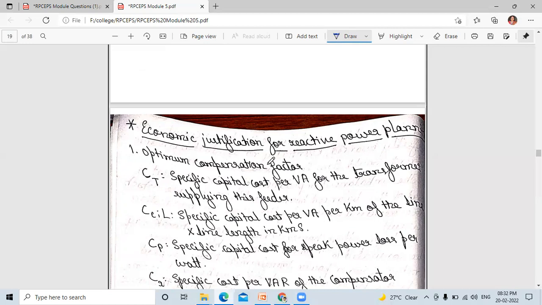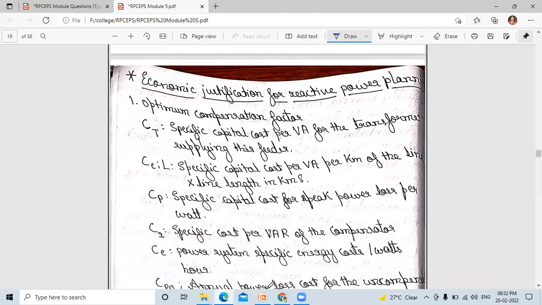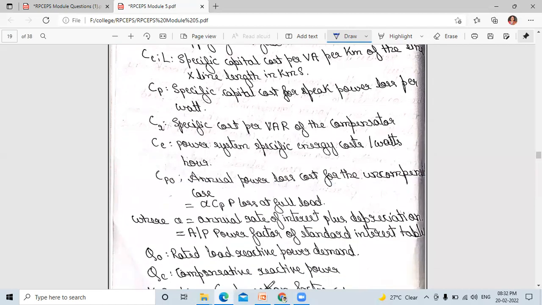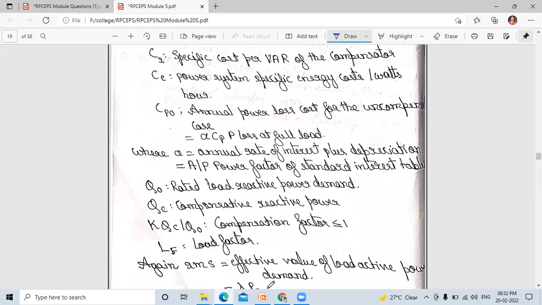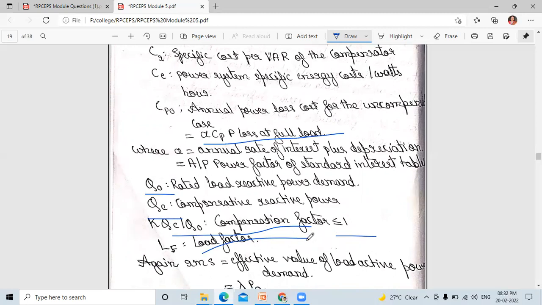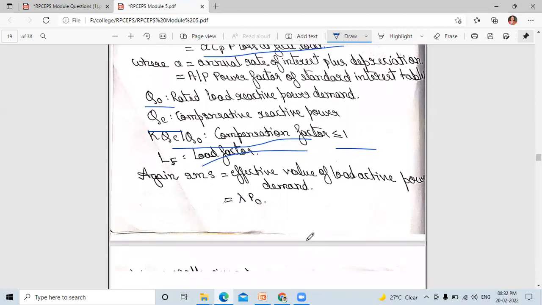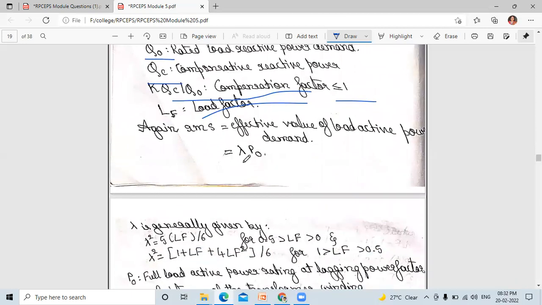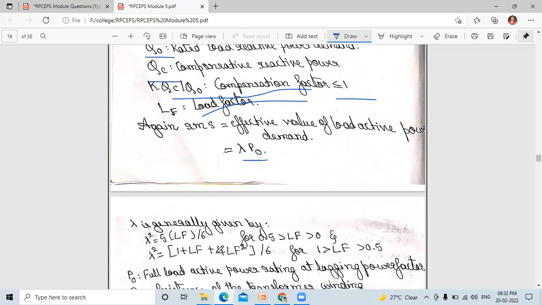If they ask for a particular question, optimum compensation factor, then you mention first what it is, what it indicates, CT, CE, CP, CR, CE, CPO, what they are, and you mention the equation. QO, what it is, QC, what it is, KQC divided by Q naught, the compensation factor, whether it should be less than 1, and LF is nothing but load factor, and RMS is the effective value of the load active power, that is equal to lambda into P naught, and you write the equations.